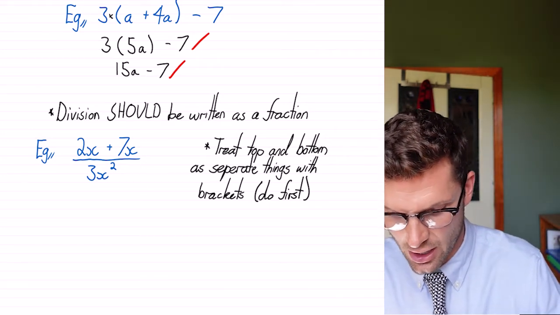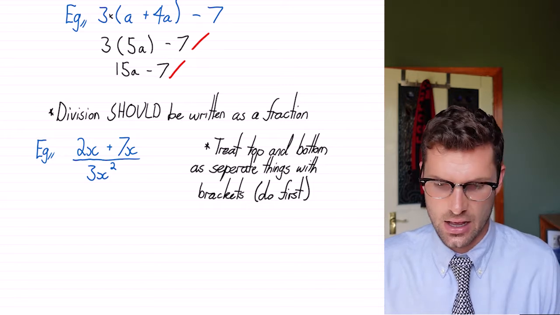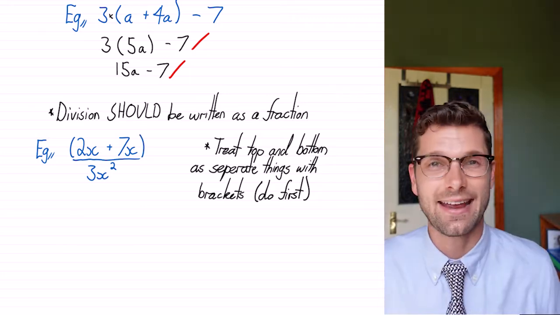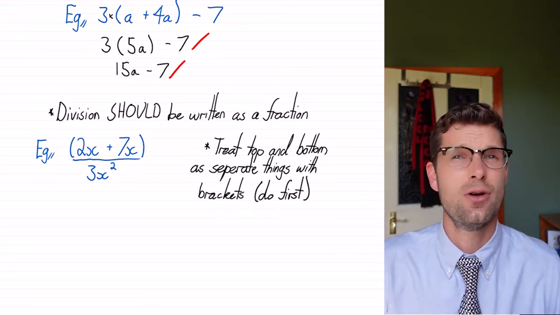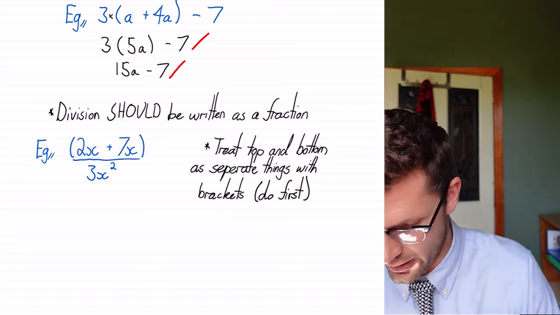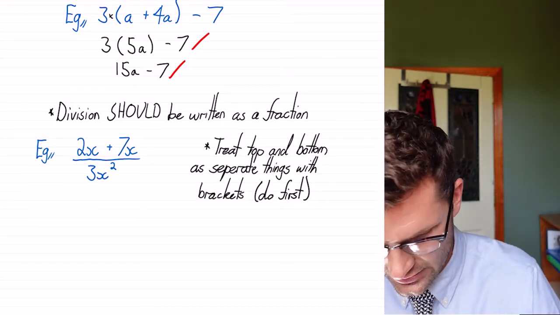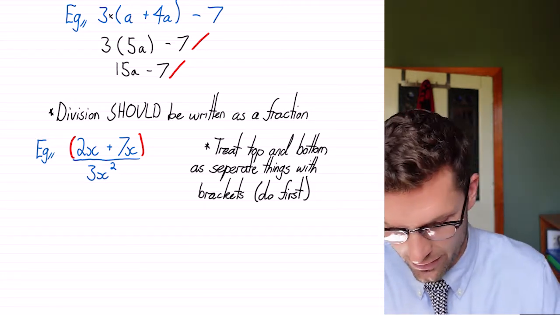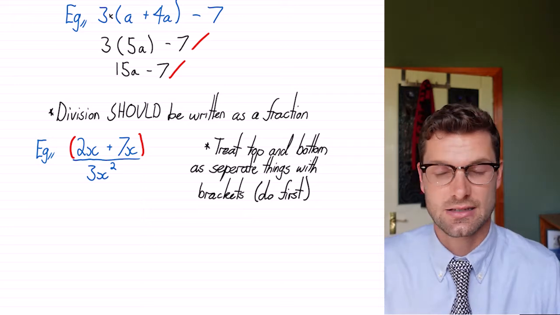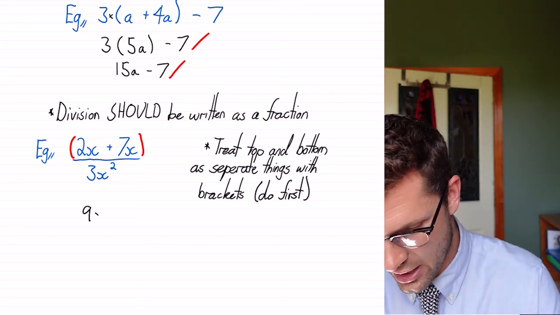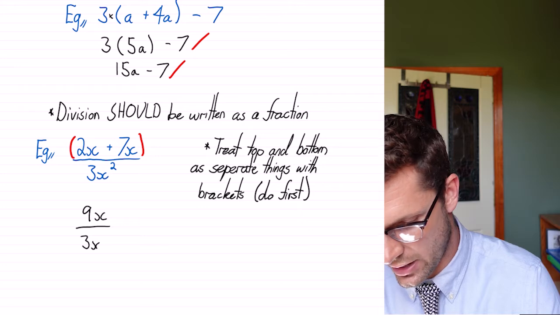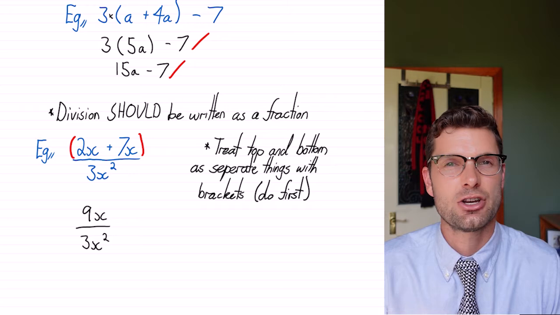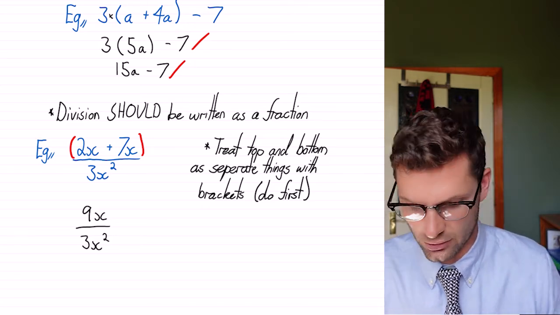So in this example here, we've got 2x plus 7x divided by 3x squared. So if we treat this top bit like there's brackets, all you have to do is do the top, then simplify from there. I'm just going to throw these in red because you're not going to see those in questions, but just imagine that they are there. So for this one, 2x plus 7x is equal to 9x divided by 3x squared. If you're not hugely confident with these dividing expressions, please go back to the last video and have a look.